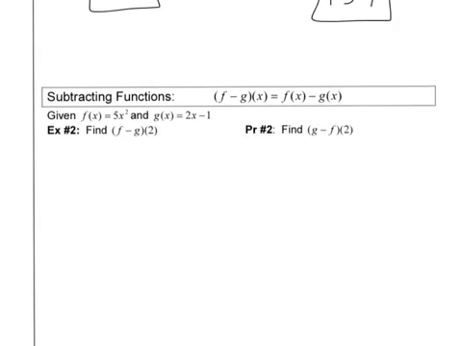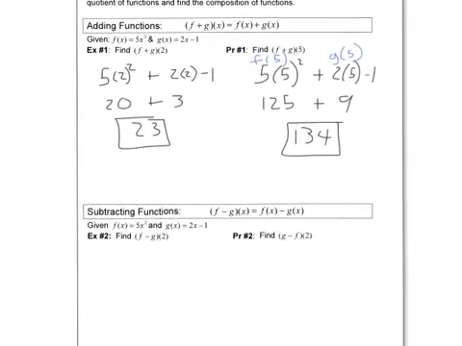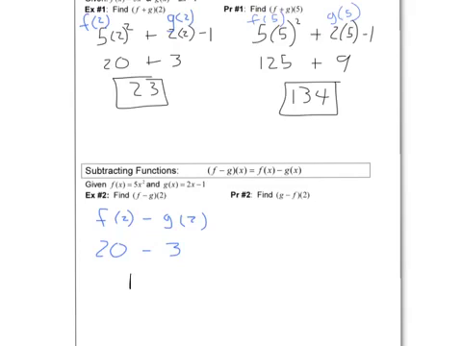Alright, we're going to do f of x equals 5x squared, g of x equals 2x minus 1, and now we're going to subtract them from each other. So we already know what f of 2 is, and we already know what g of 2 is. Take a look. We did it up here. This was f of 2, because it was the same function, and this was g of 2. So we could take that information and know that this is just like saying f of 2 minus g of 2, and f of 2 is 20, and g of 2 is 3. So our answer here is just simply 17.